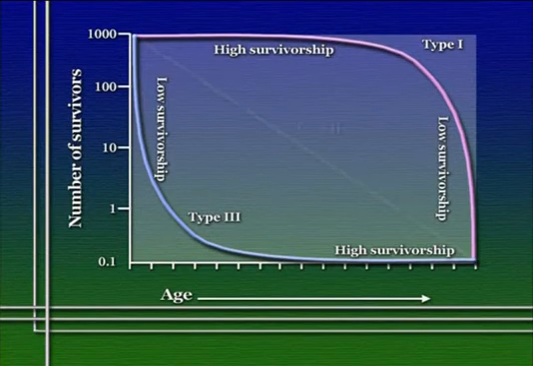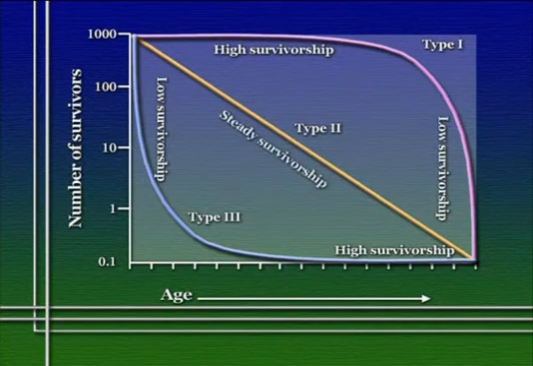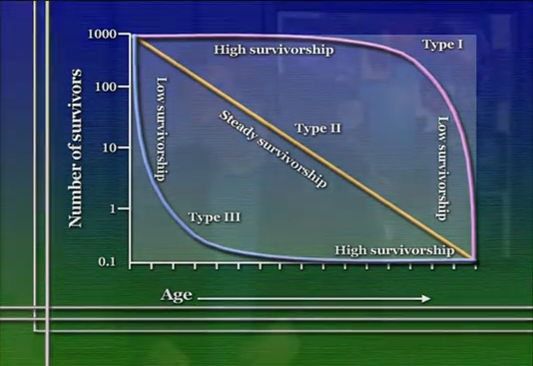Finally, a type 2 curve is intermediate between these two, and it's something that would look really on this particular survivorship curve as a straight downward line from the beginning to the end of the life. This kind of pattern is characteristic of species that have a constant death rate or a constant survivorship rate across life. In other words, there's no change in the probability that an individual is likely to die with age. Now, this kind of survivorship curve is actually characteristic, for example, of many species of birds.